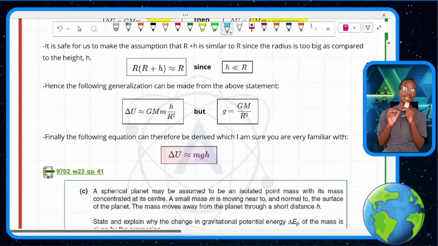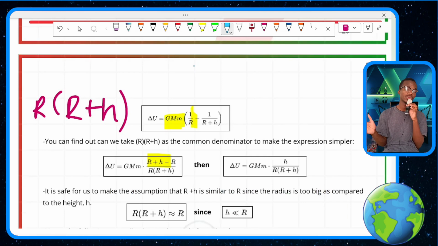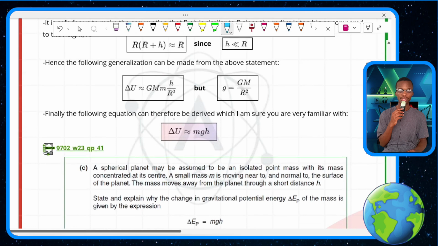So it's important for you to understand that r times r plus h is approximately equal to r squared, which is over there. I forgot that squared over there. Or r plus h is just approximately equal to r. So either way, we end up with r squared. And this is where we get this equation over here.